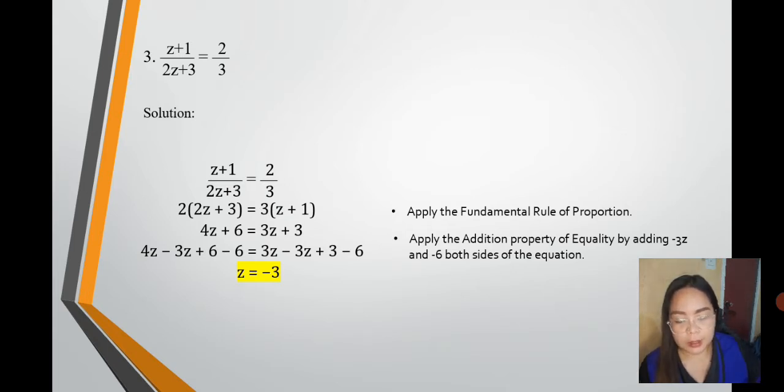So, apply the addition property of equality by adding negative 3z and negative 6 to both sides of the equation. So, 4z minus 3z is 1z, pero hindi na natin isulat yung 1 since ang variable is may value, and positive 6 minus 6 is makakancel. Then, 3z minus 3z is makakancel. So, 3 minus 6 is negative 3. So, our z is negative 3.